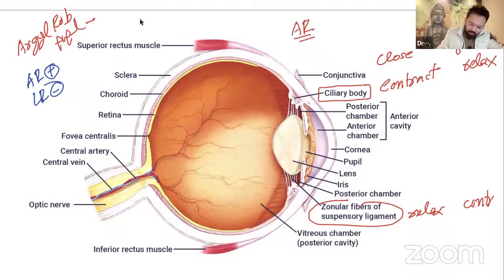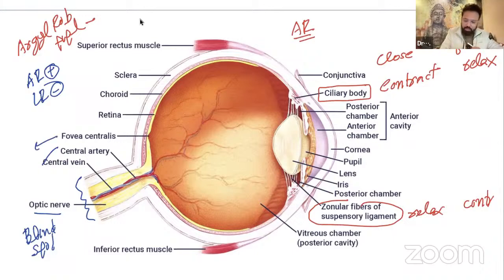Okay. And this is the area from where the optic nerve and the veins and retina are coming out. It is called the blind spot. This is the fovea centralis, I have discussed. The yellow one is retina.